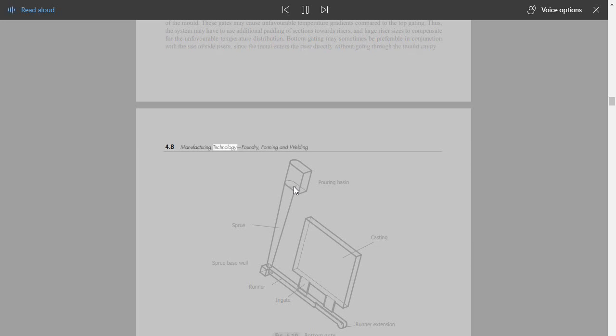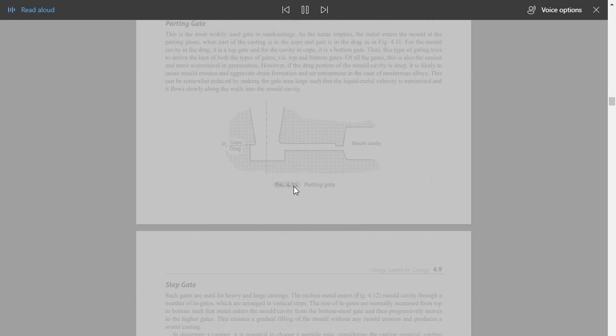4.8 Manufacturing technology, foundry, forming and welding. Casting. Sprue. Pouring basin. Ingate. Runner. Runner extension. Sprue base well. Fig. 4.10 Bottom gate.